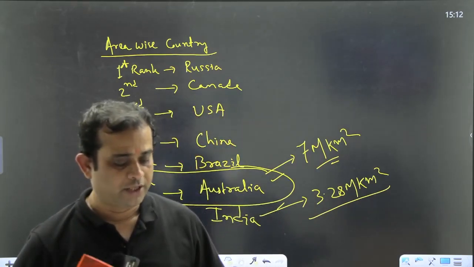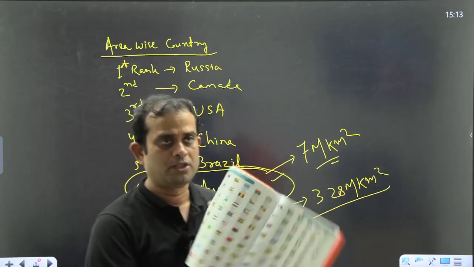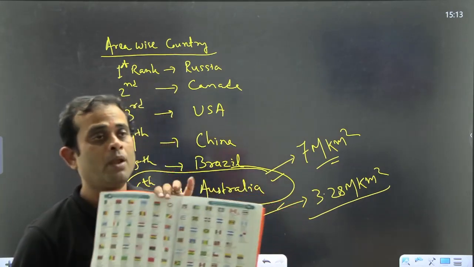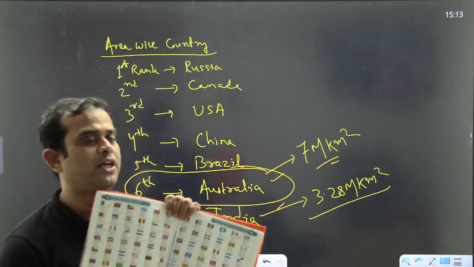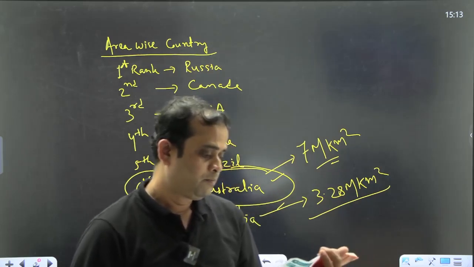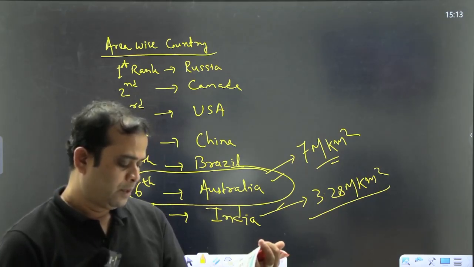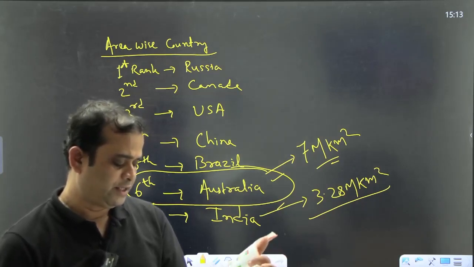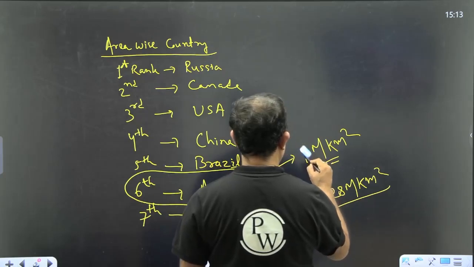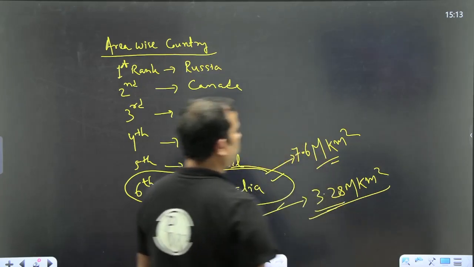If we look for Australia, I can show you here. In the last part of the atlas, there are different flags. The last pages have the countries' information, the flags and their areas. You can see here Australia is near about 76 lakh 92 thousand, so about 7.6 million square kilometer. So it is almost more than 2 times the India size.